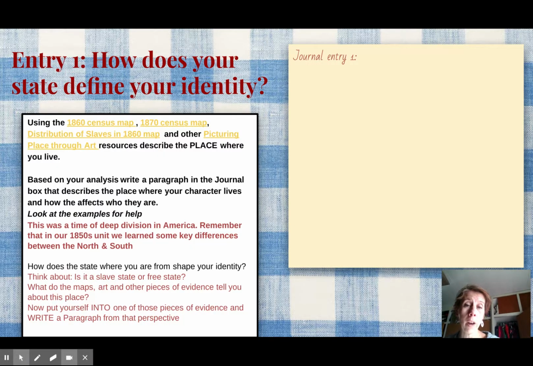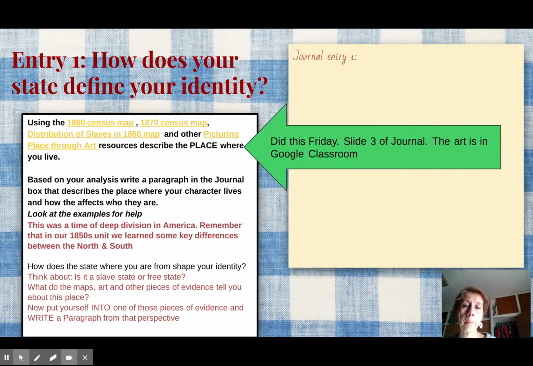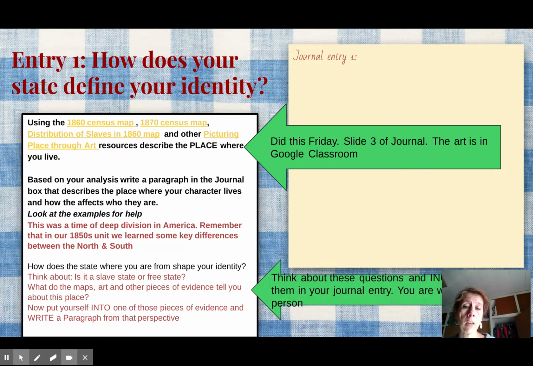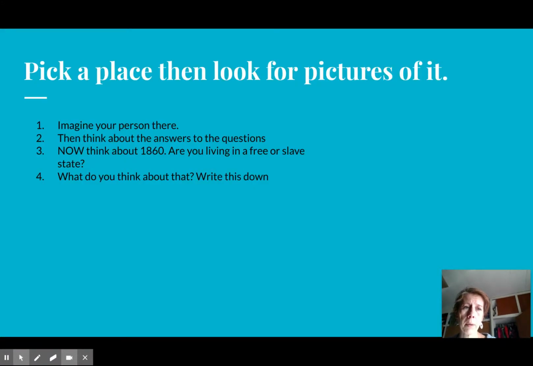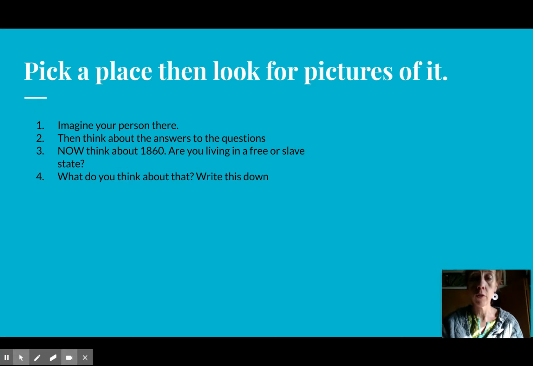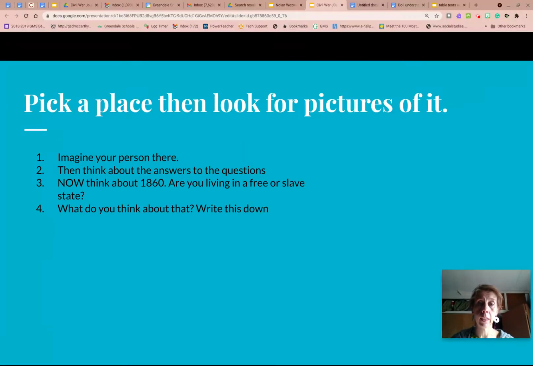Entry number 1 is on, I think, page 2. And what it's asking you to do is describe how your state defines your identity. So we did look at art in class. I'm going to tell you a couple other things you can do. You need to think about the questions at the bottom in your journal entry. But here's a place to start, right? Pick a place and look for pictures of it, right? If you're having trouble imagining what your place looks like.